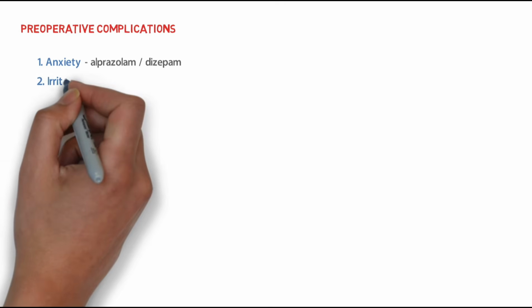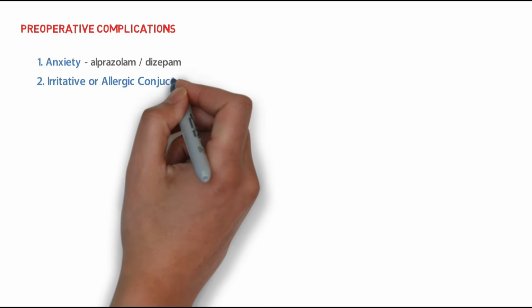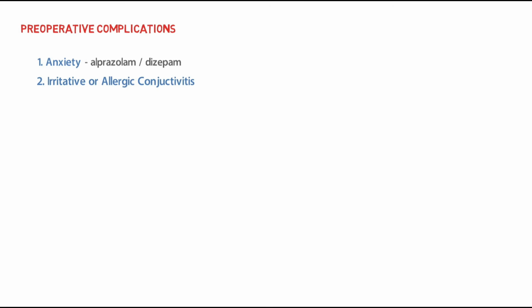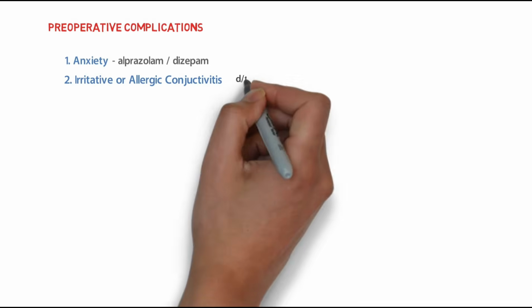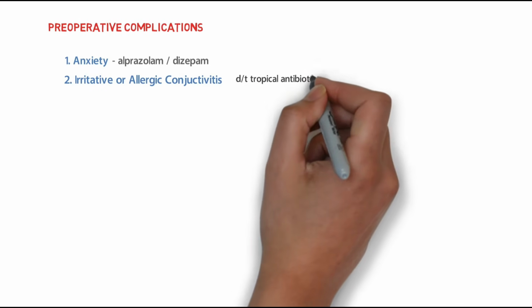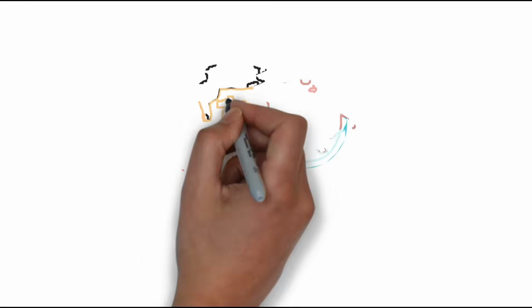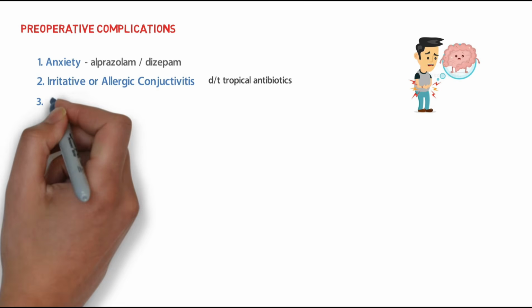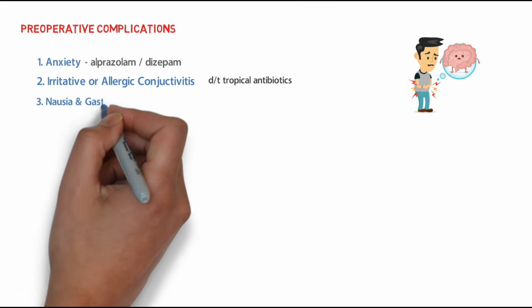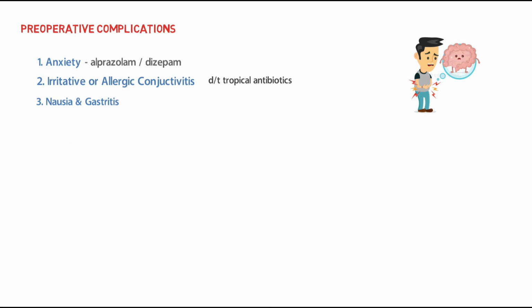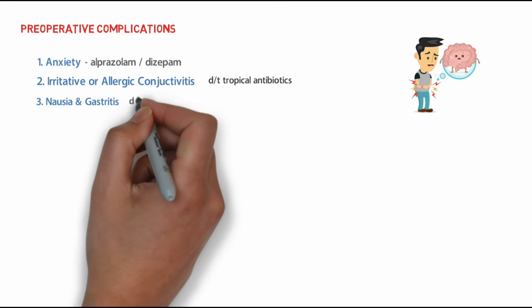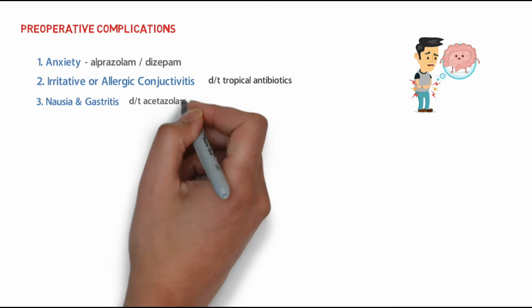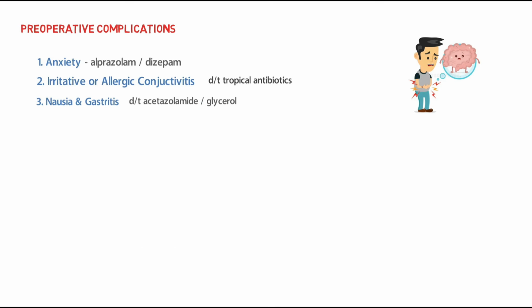The second one is irritative or allergic conjunctivitis. It may occur in some patients due to pre-operative topical antibiotic drops. Then the third one is nausea and gastritis. Why is there a problem like nausea and gastritis in the patient? Yes, it is due to pre-operative medicines such as acetazolamide, and it can be due to medicines like glycerol. Antacids can usually relieve the symptoms.